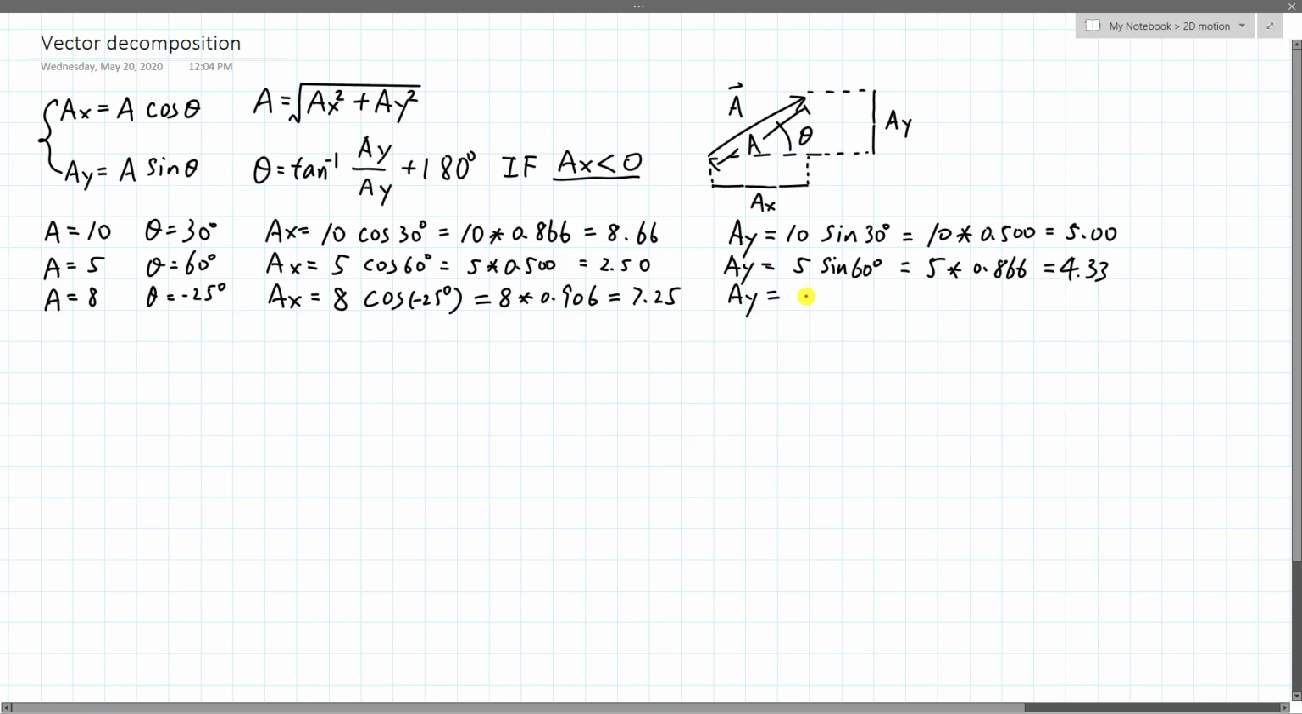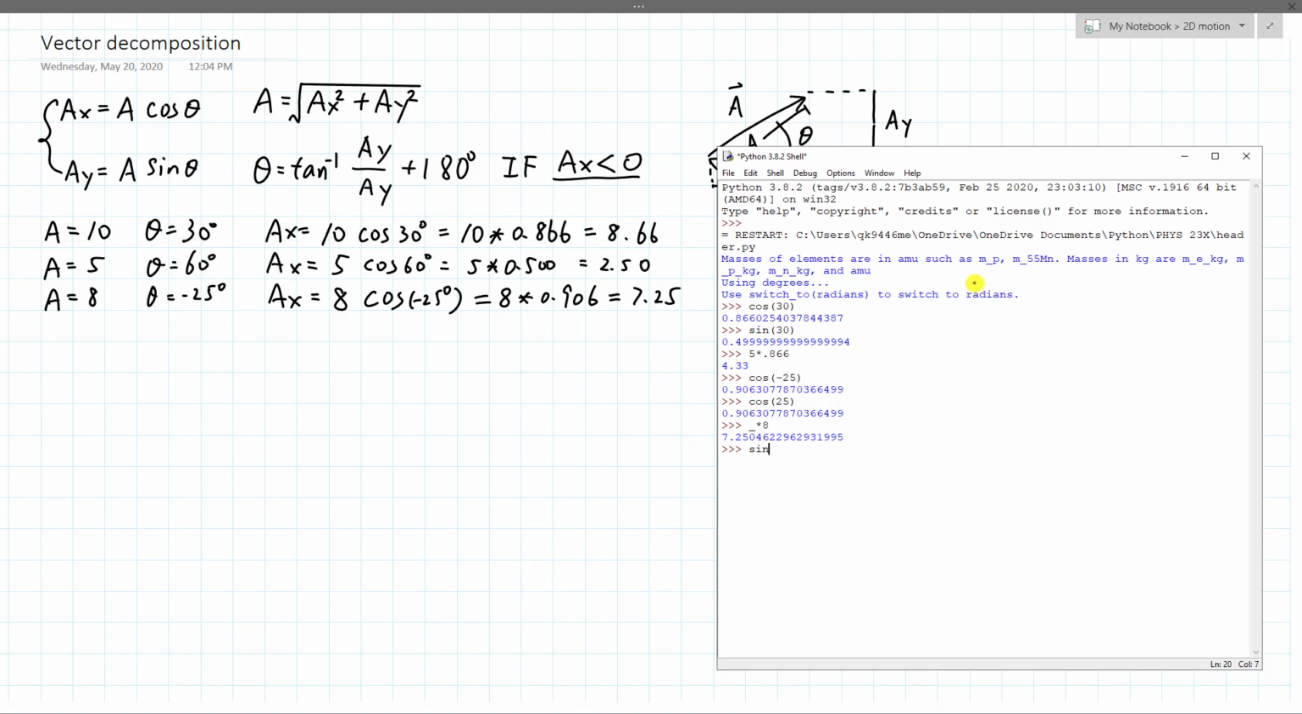So let's see how the trig functions are generating negatives. Okay, this is 8 magnitude times sine negative 25 degrees. So that's 8 times sine negative 25 degrees. Okay, so that itself is a negative quantity. So now I know where that negative came from. It came from the sine of a negative angle.